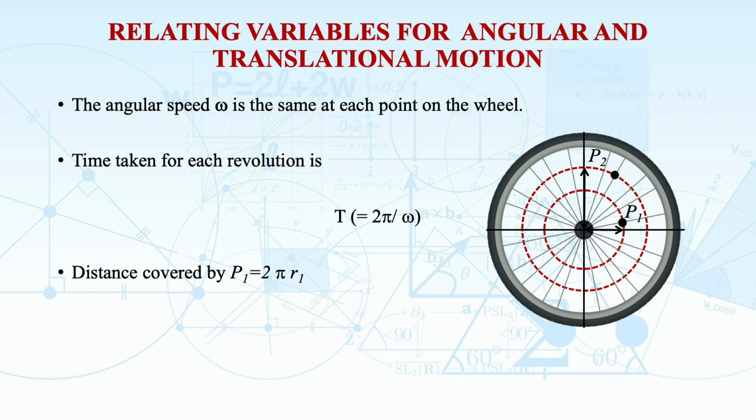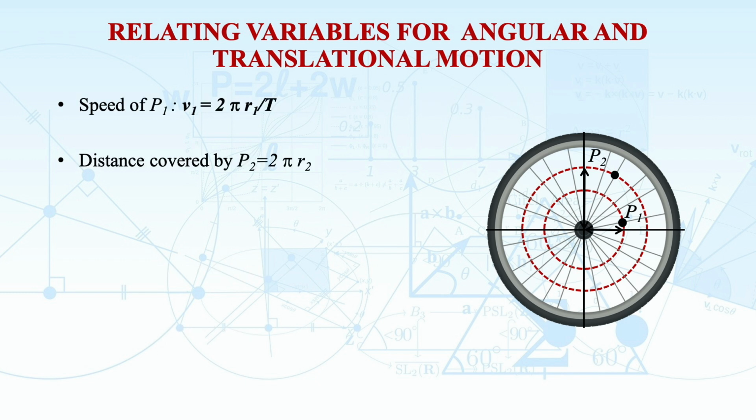So what is the distance covered by P1? P1 is on the rotating wheel. It covers a circle, and the radius of this circle, if we consider that to be R1, then we can see that in one revolution, the point P will cover a distance of 2 pi R1. So the speed of P1, and this I'm talking about the distance covered per unit time, is nothing but 2 pi R1 by T. 2 pi R1 is the circumference of the circle in which P has moved in one complete revolution.